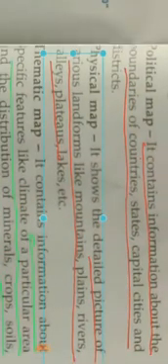Now let's see the third one, physical map. It shows the detailed picture of various landforms like mountains, plains, rivers, valleys, plateaus, lakes, etc. A physical map shows the detailed picture of various landforms like mountains, plains, rivers, valleys, plateaus, and lakes.